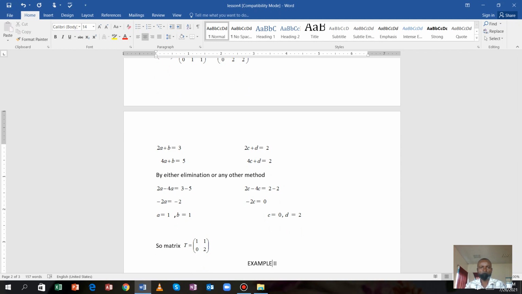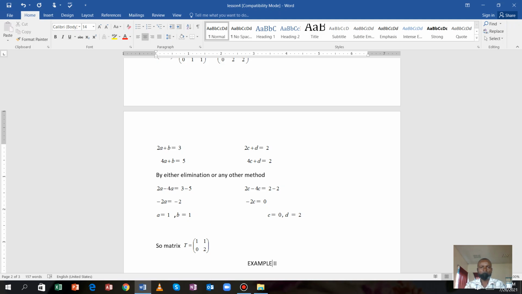But I would advise you to use elimination because it is very cheap and very fast. So I just eliminated B there, and if I want to eliminate B, you subtract. So it will be 2A minus 4 is equal to 3 minus 5, which is negative 2A is equal to negative 2. And what's A therefore? If you divide both sides by negative 2, you get 1.